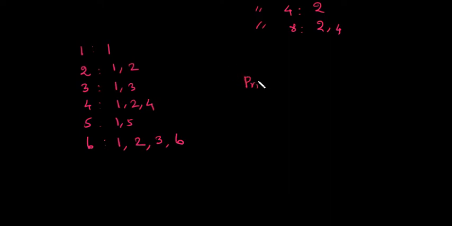What is the prime number? From this we can know what the prime numbers are. Prime numbers are numbers that have only 2 divisors. Okay, so can we say 2 is a prime number? Yes, it has two divisors.